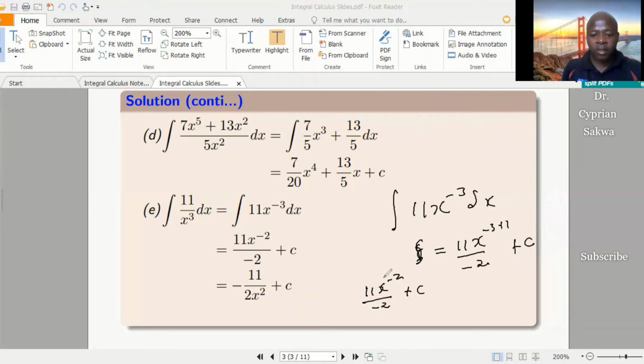And if you want to write this as positive, then you write it as negative 11 out of 2x squared plus c. You can even leave your answer at this point and it would still be correct. I wanted to express this power of x as positive. That is why I've taken it to the denominator.